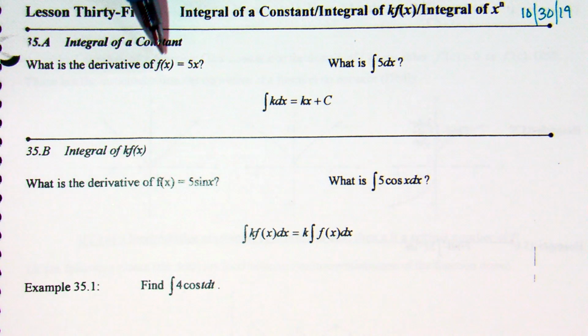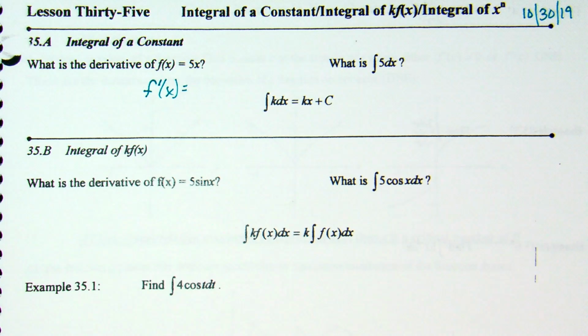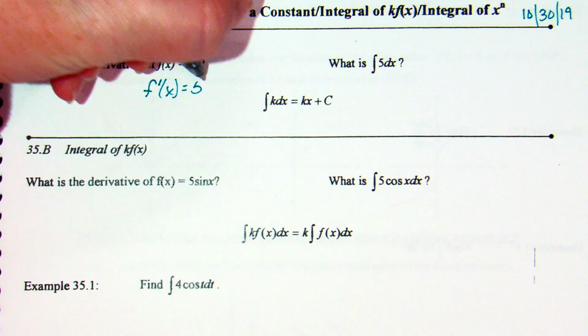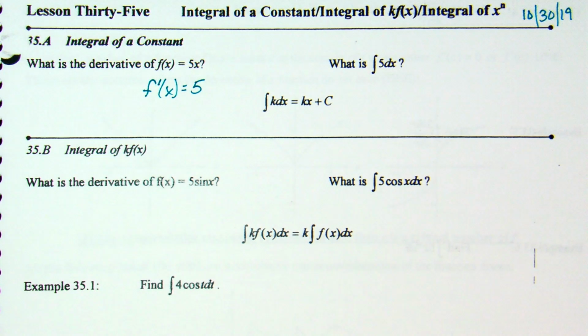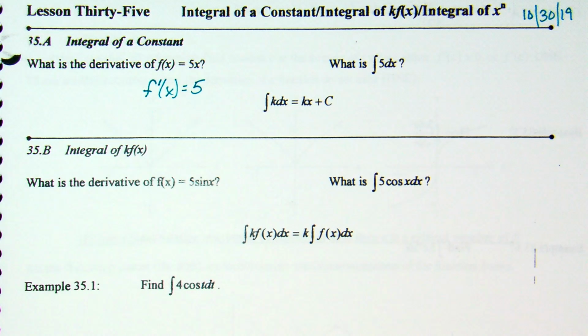If f of x is 5x, what is the derivative? Or in other words, what is f prime of x? 5. Okay, so the derivative, typical power rule: you take the exponent, multiply it out front, subtract 1 from the exponent, right? So 1 times 5 is 5, subtract 1, x to the 0, so just a 5.